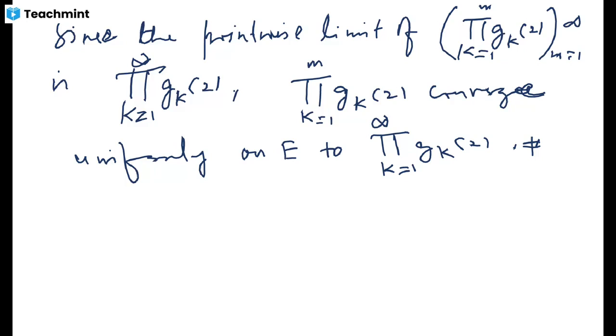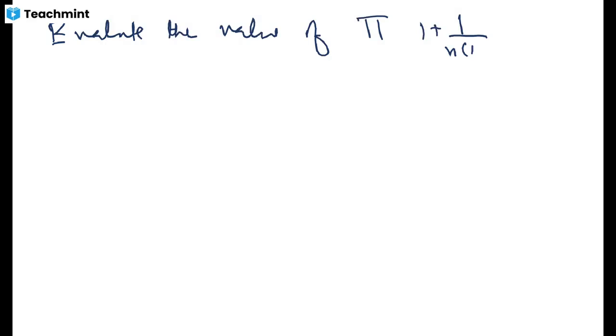So let me now go to an example where you can evaluate the values of a convergent infinite product, and I have to evaluate the value of an infinite product. Evaluate the value of this infinite product 1 plus 1 upon n into n plus 2, so this is n from 1 to infinity.